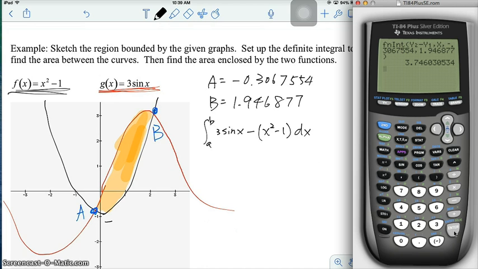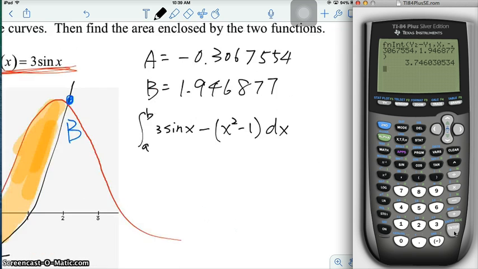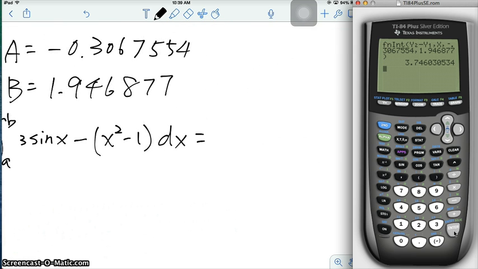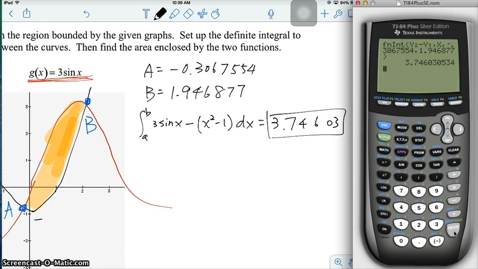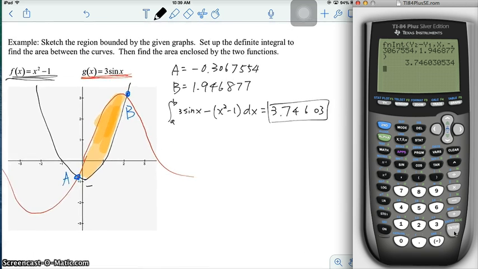And the answer is going to be 3.746030534. I'm just going to round a little bit because it's a crazy number. So 3.74603. Let's say that. Okay, so that will be your answer. Later on in the next question, I'm going to teach you how, instead of typing all these numbers, we can actually tell the calculator to recall those numbers from its memory. So that would be the answer for that.